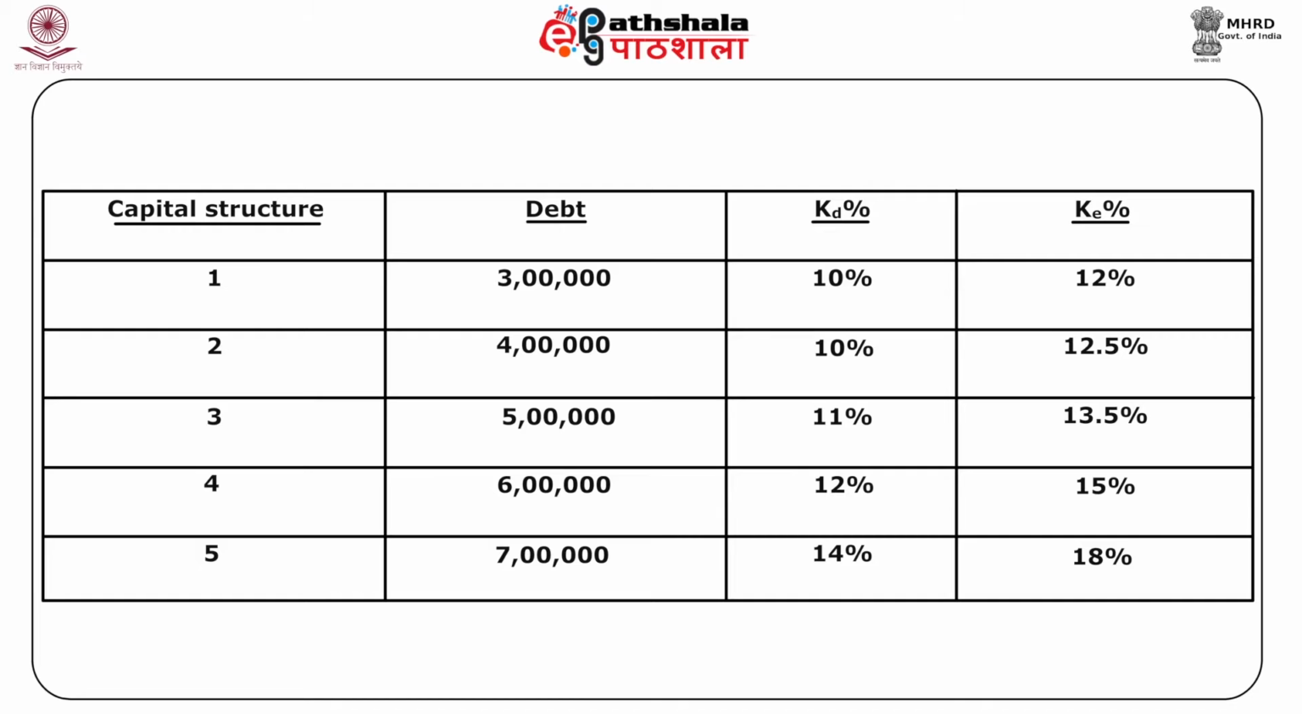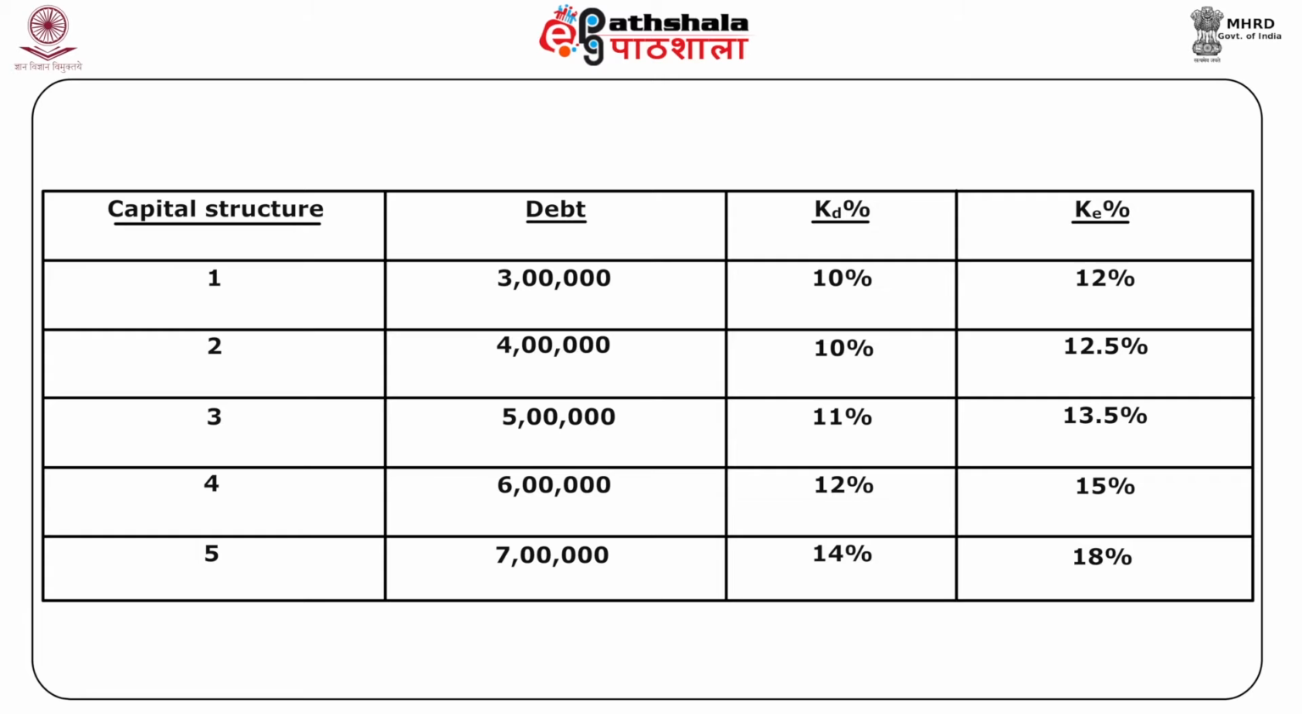Now look at this table. The first column talks about capital structures 1, 2, 3, 4, 5. Debt in the second column is shown as 3 lakhs, 4 lakhs, 5 lakhs, 6 lakhs, 7 lakhs. You see the third column, the KD, that is the rate of interest payable on debt, is 10%, 10%, 11%, 12% and 14%.